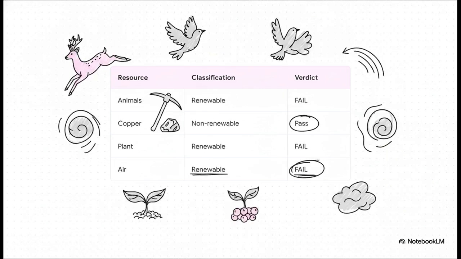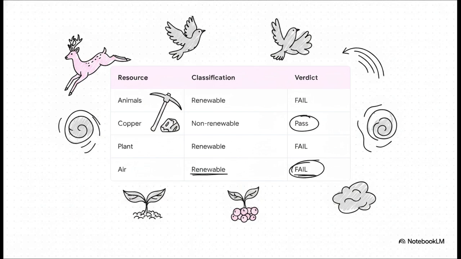Moving swiftly to option B. Animals? We just established they reproduce, so that's a fail right out of the gate. Copper is a mined mineral, so it's non-renewable and stays in the running. However, plants grow and reproduce, and air naturally circulates, so both of those fail.